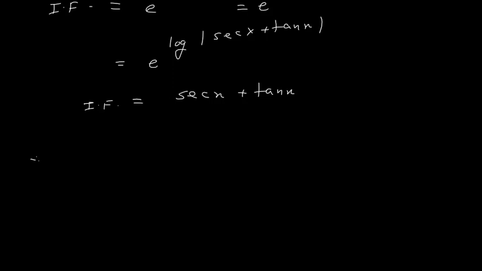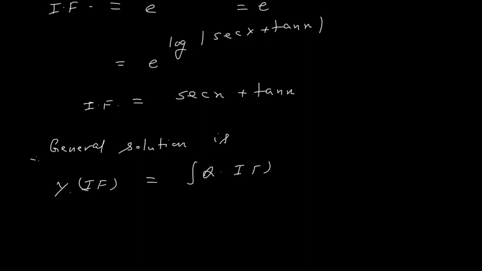So therefore I have the general solution. Actually when the angle is not mentioned, we consider that it is in the first quadrant. Therefore the value of sec x plus tan x is positive, and therefore I have removed this mod sign. Now the general solution is y into integrating factor is equals to integration of q into integrating factor plus some constant c.